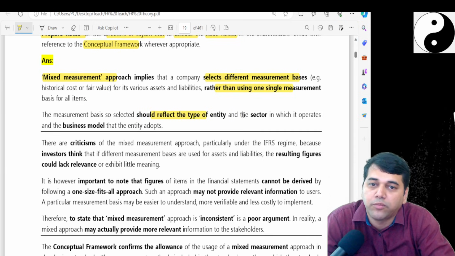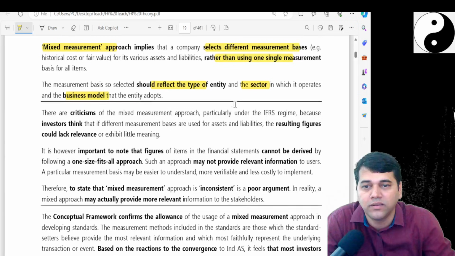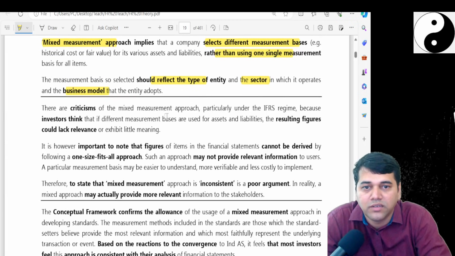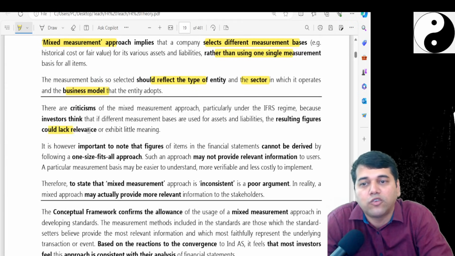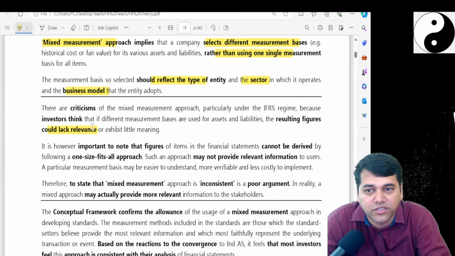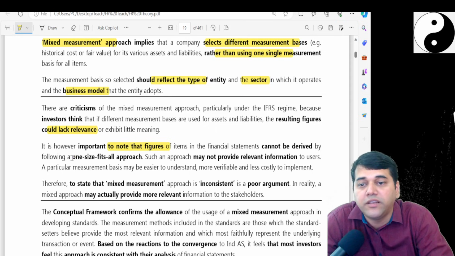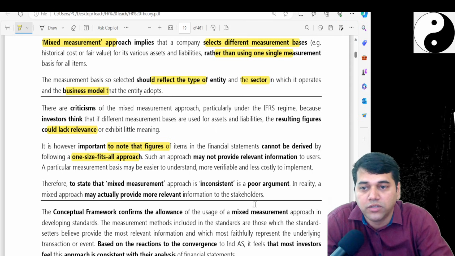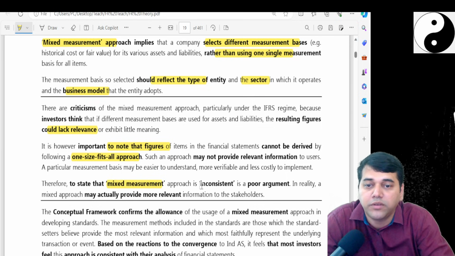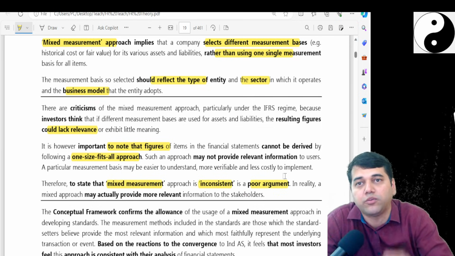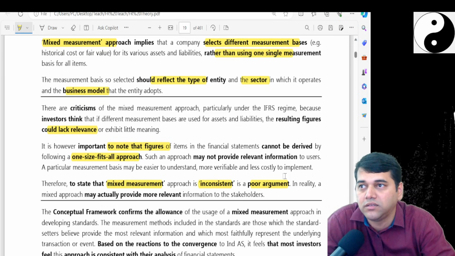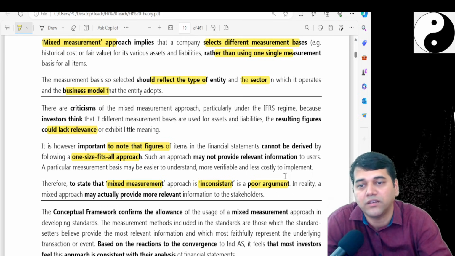That depends upon the sector, business model, etc. So there are criticisms that investors think there could be no relevance because of the inconsistency. However, it is important to note that the figures cannot be derived by a one-size-fits-all approach. Therefore, to state that the mixed measurement approach is inconsistent is a very poor argument. It's not correct. You cannot value everything in the same way.